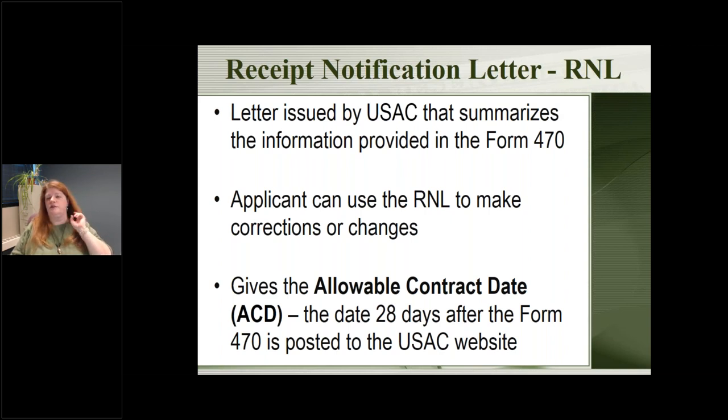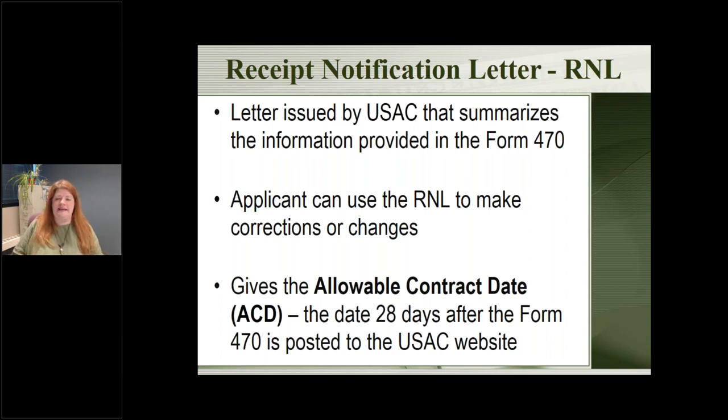This is also where you can make any changes. If there is anything that you realize, oh, I made a mistake, I put something in wrong, you can make a fix. This also gives you what's called your allowable contract date. After you do your 470, you're open to the bidding process. You have to have that open for 28 days by FCC rules before you can pick officially who you want to go with. Even if you're just sticking with your same current provider, nothing's changing, you still have to give anyone else a potential chance to reach out to you and contact you. This is what competitive bidding is all about.